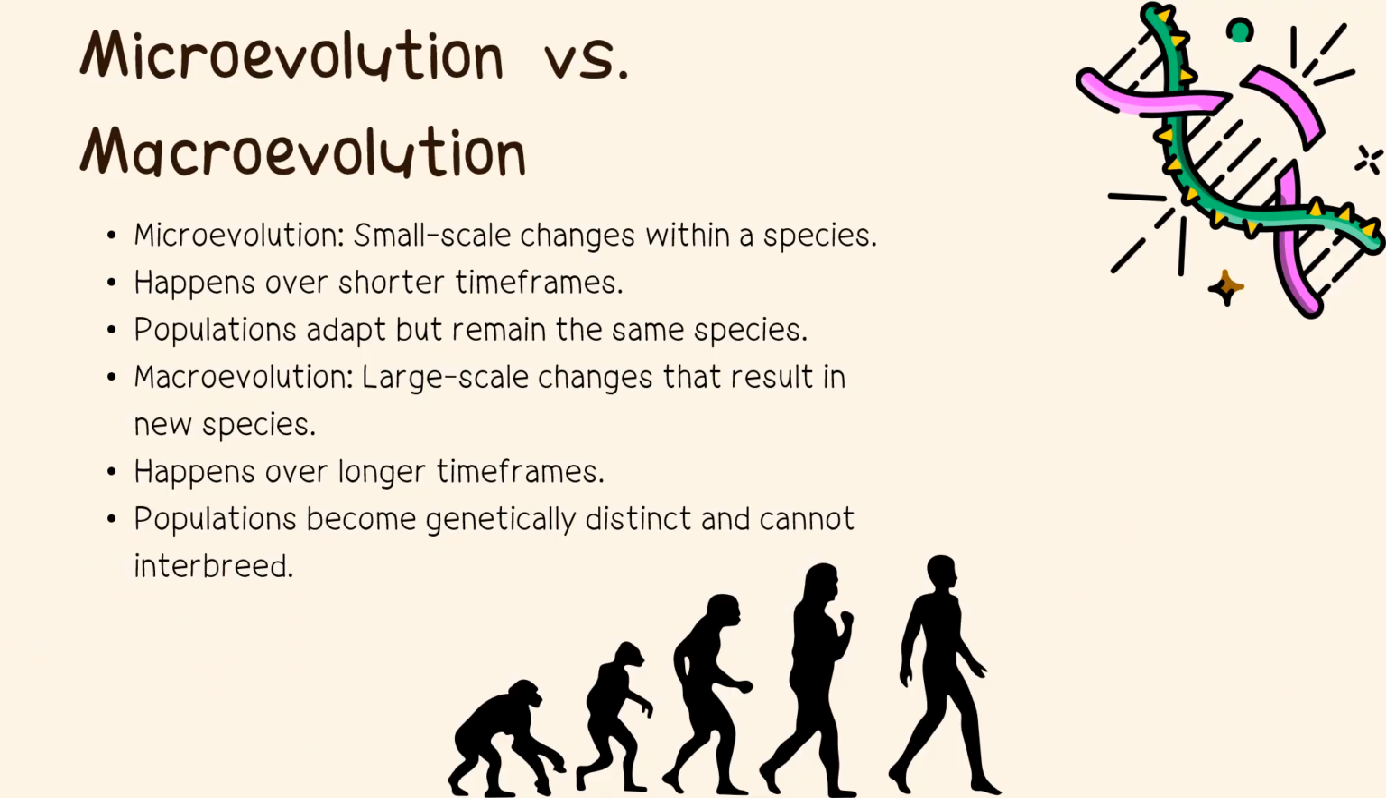Microevolution versus macroevolution. Microevolution is small-scale changes within a species. It happens over shorter time frames. Populations adapt but remain the same species. Macroevolution is large-scale changes that result in new species. It happens over longer time frames. Populations become genetically distinct and cannot interbreed.